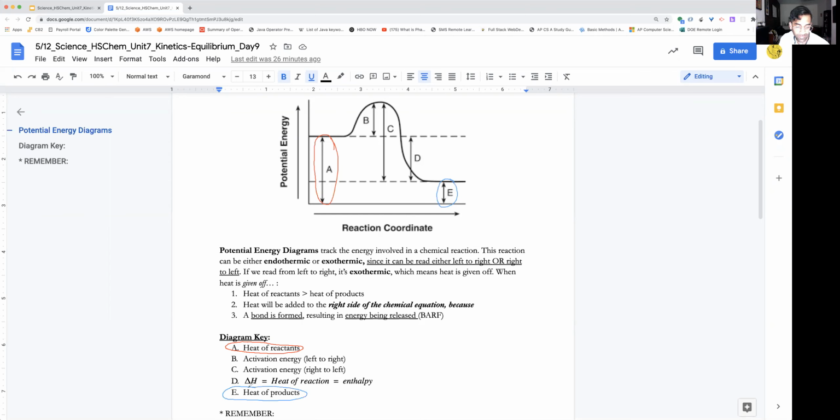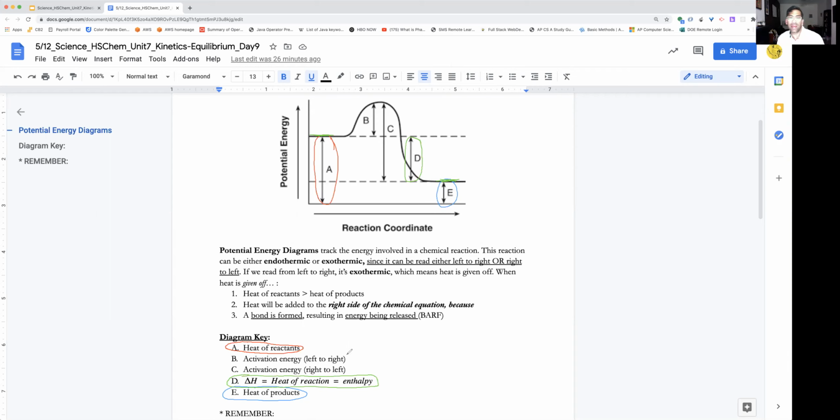Okay. And now I'm going to go directly up to D, and I'm going to circle that in green. D is very important because that is the change in energy from beginning to end. We can see here that we start at this level of energy. I'm marking it in green, and I end up at this level of energy. And the difference between the two is represented by this vertical line labeled D, or the heat of reaction, also called the enthalpy of my reaction.